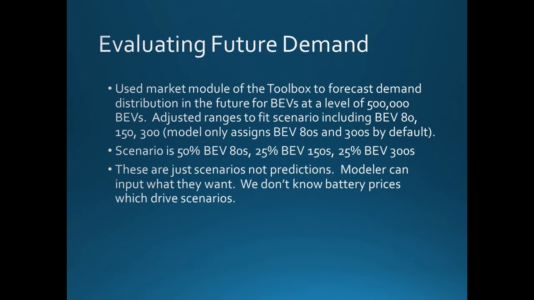Evaluating future demands. In this, for example, battery electric vehicles are going to get bigger. There are going to be BEV 200s, for example. In this one, we didn't do BEV 200s, we did BEV 150. You might actually think that's kind of what is represented by a BEV 200 anyway. Under rain and strong winds, your BEV 200 may actually be 150. And in this scenario, it's 50% BEV 80s like a Leaf, 25% BEV 150s and 25% BEV 300s. So what would happen under that scenario?